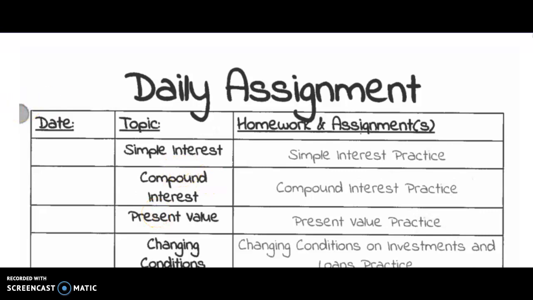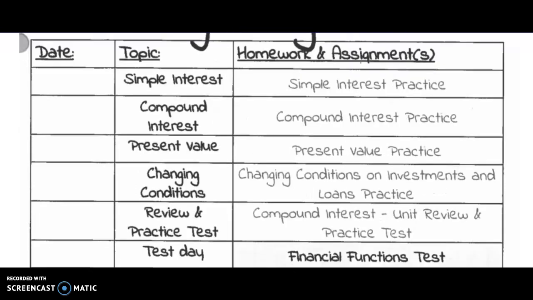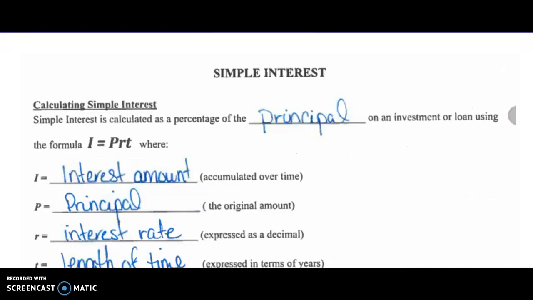So if you look at the outline for the unit, we're going to go through simple interest and then compound interest. Present value and compound interest are the same thing, kind of, but in reverse. And then we'll mess around with changing conditions. And that's it. So there's not too much to do in this unit. The first bit is simple interest. So it's a bit easier or simpler, if you will, than compound interest.